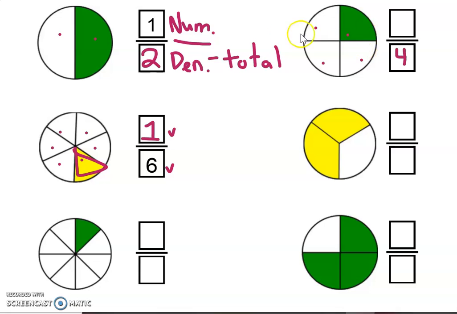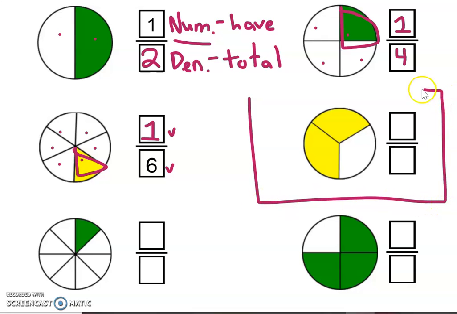And how many pieces are shaded? So how many pieces are shaded, or how many pieces do we have? I'm going to write have right here. So how many pieces do we have? Well, we have this one piece that is shaded, so we're going to put a 1 in our numerator. And this fraction is going to be 1/4. So I want you guys to try this one.